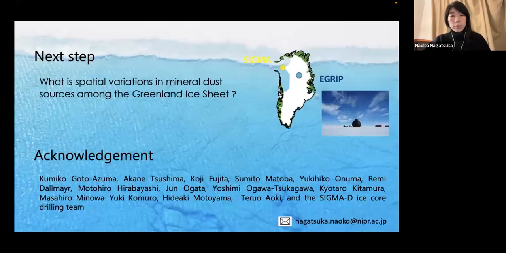For the next step, I'd like to reveal spatial variations in mineral dust source among Greenland. So I have analyzed dust in the East Grip ice core obtained from more inland ice sheet using SEM and EDS and compared it with Sigma-D. I hope to have an exciting result. Thank you very much.